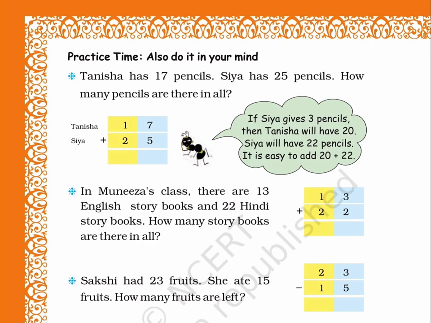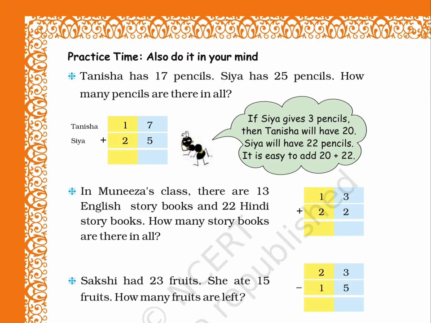Question 1. Tanisha has 17 pencils. Sia has 25 pencils. How many pencils are there in all? Table for this question. Row 1, column 1, number 1 is written. Column 2, number 7 is written. Row 2, column 1, number 2 is written. Column 2, number 5 is written, and there is plus sign in front of 2. Row 3 has space in both columns for writing answers.